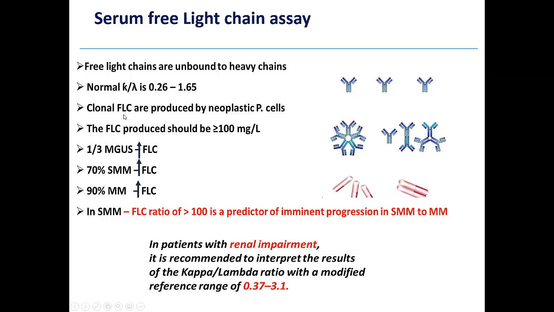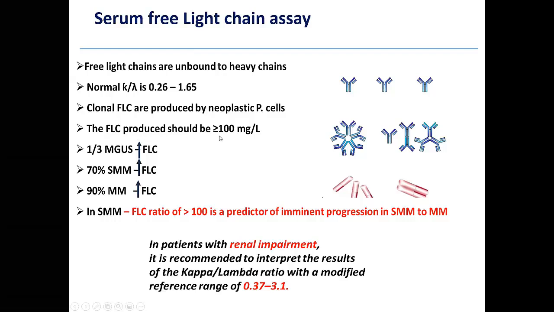Now, clonal free light chains will be produced by the neoplastic plasma cells. Since they produce only kappa, the kappa amount will increase in hundreds, lambda will remain the same or it may decrease. So the kappa is 500, lambda is 4, the ratio becomes 125. But one condition IMWG has put up is that the free light chain produced should be more than 100 milligram per liter. Suppose it is 40 milligram kappa, it is 2 milligram lambda, ratio is 20, we will not take that into account as myeloma. Free light chain produced should be more than 100 milligram. Okay.